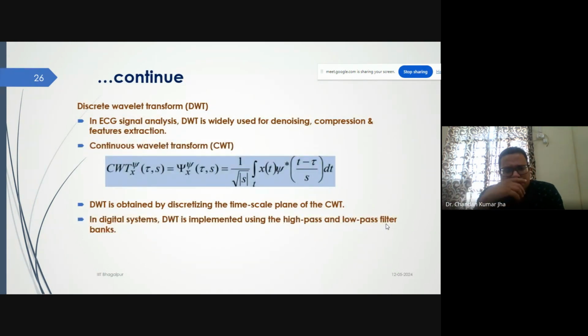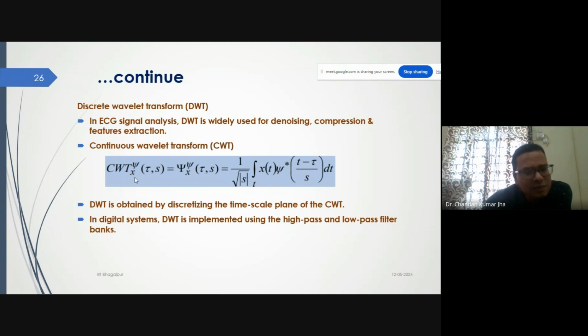Now in the transform methods, the discrete wavelet transform is widely used. In ECG signal analysis, and not only for ECG but also other biomedical signals, DWT, the discrete wavelet transform, is widely used for denoising as well as compression as well as feature extraction, which is used in classification. Firstly, the discrete wavelet transform is developed using the continuous wavelet transform, which is formulated in the slide. So the continuous wavelet transform of a signal X. Here signal X is the given signal, and in this case for the ECG signal, you can say that X is the ECG signal.